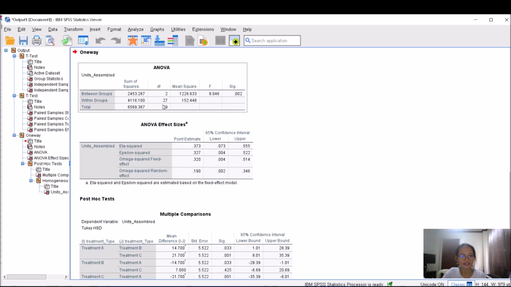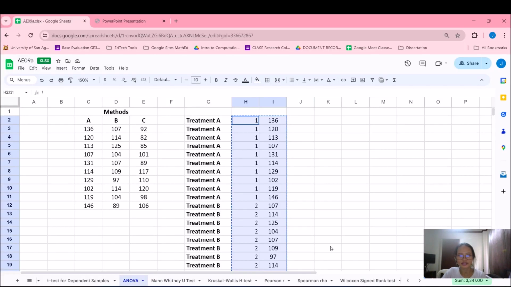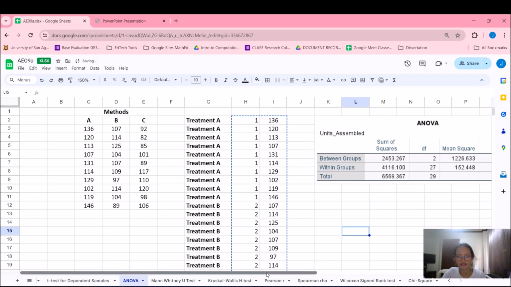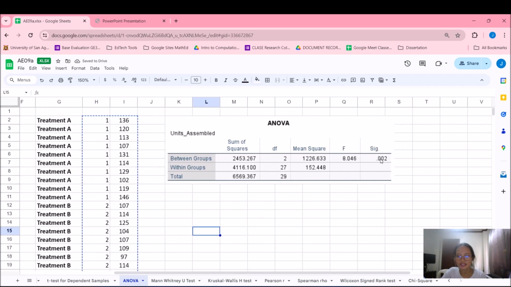So this is now the result. This is your ANOVA, and you can see here that there is a significant difference between the 3 methods. Copy the result over here. So this is now 0.02, meaning there is a significant difference between the 3 methods in unit assembly.